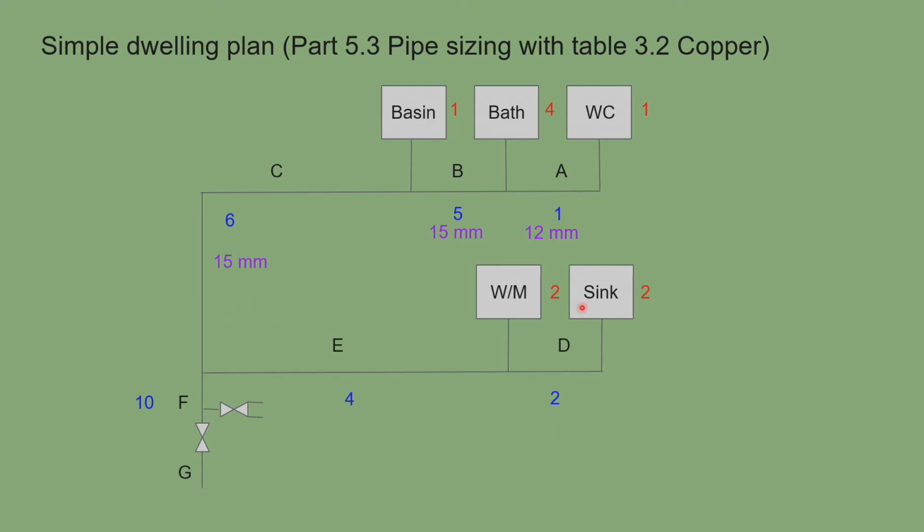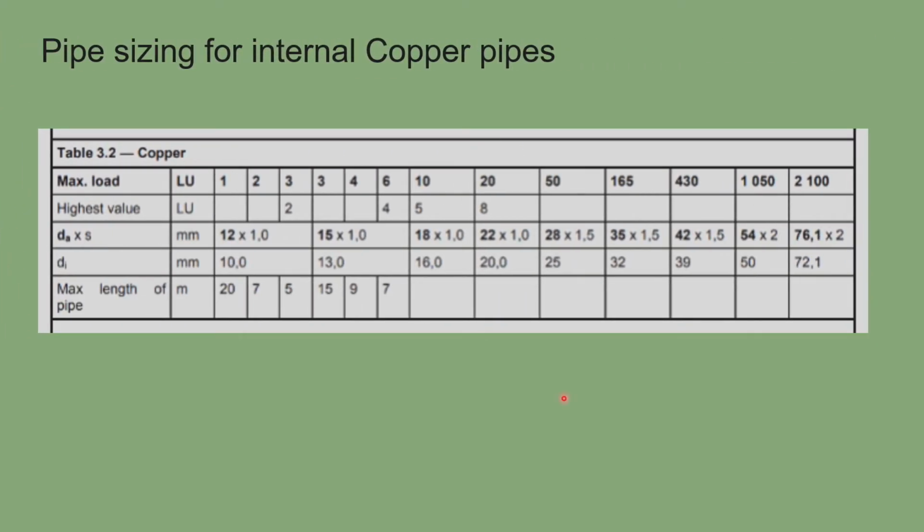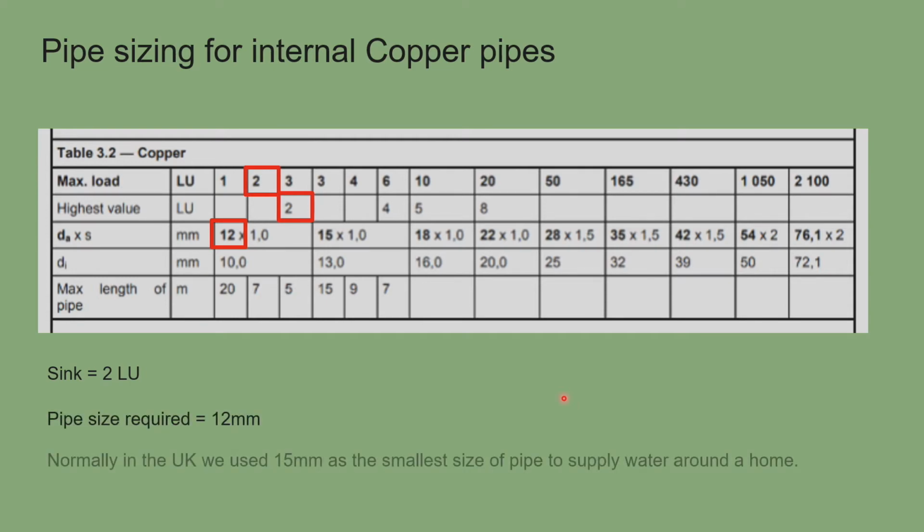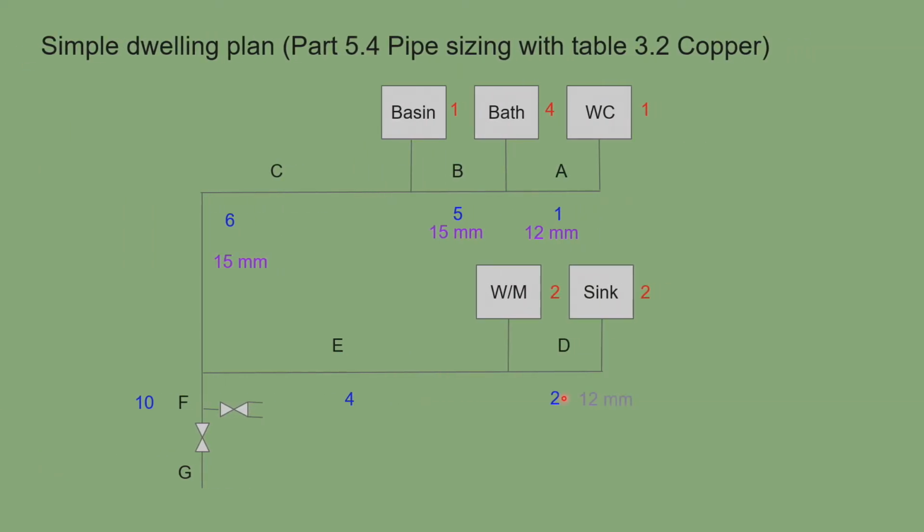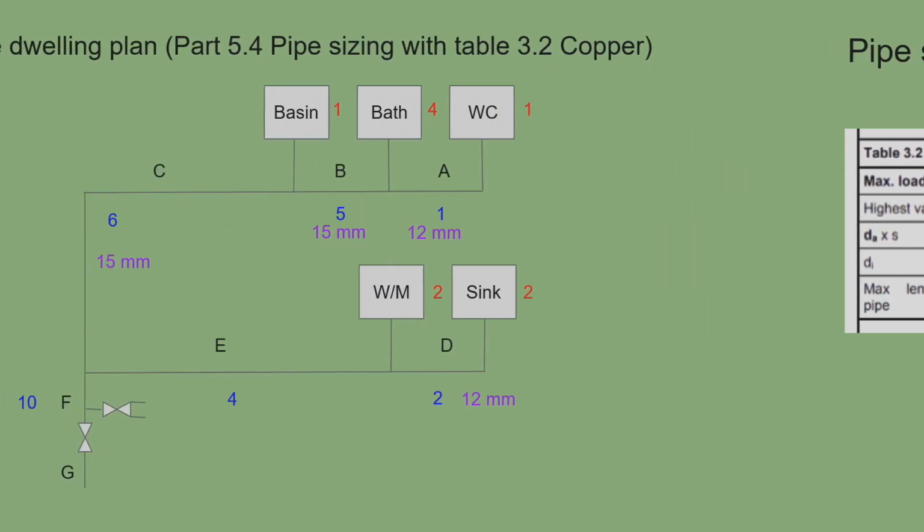So now what we've got to do is go to section D, where we've got the 2 loading units. So again, nice and straightforward, we go on to there, 2 loading units. The maximum or highest value that we're allowed on there is a 2. So again, we are still safe, we are sorted. So we can use a 12mm pipe. Again, I personally, and generally in the UK, we use 15mm pipe to supply water around the property. So the minimum standard though says we can use 12. Oh, I went a bit fast then.